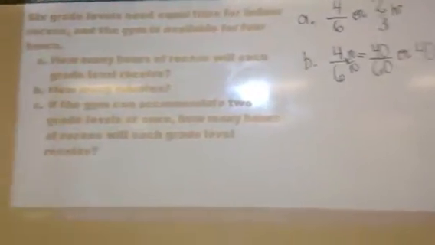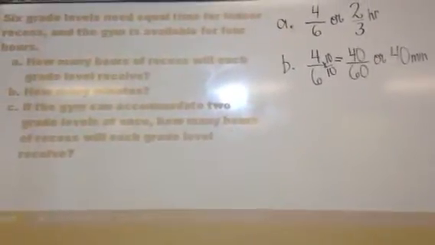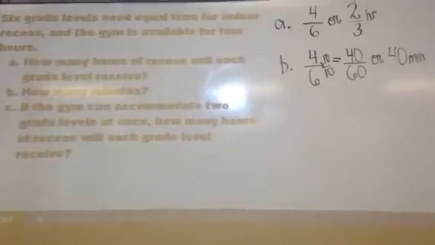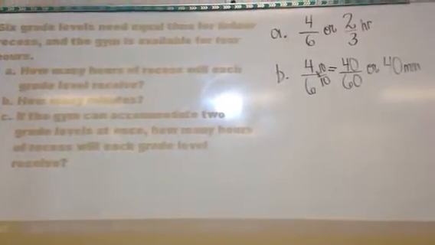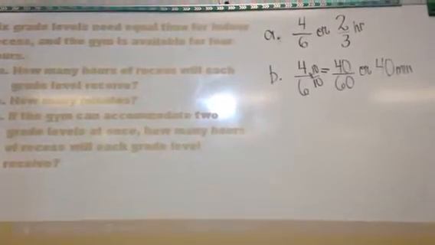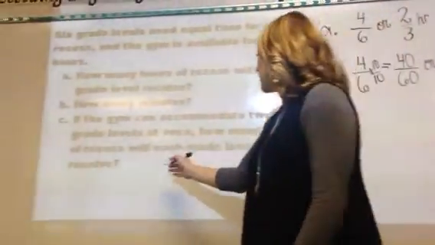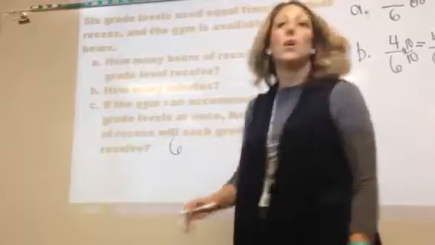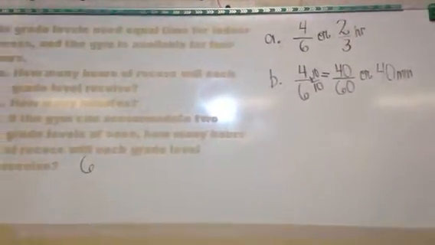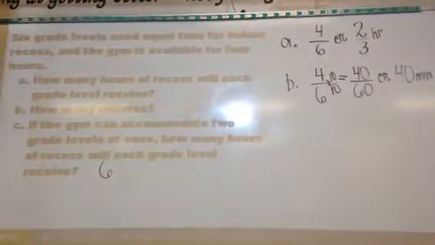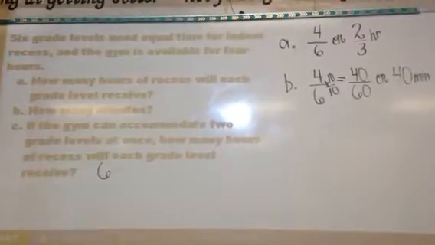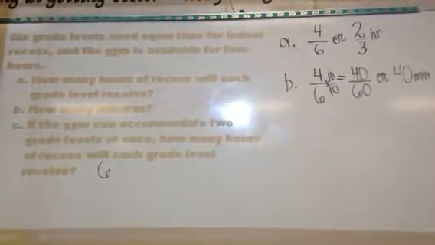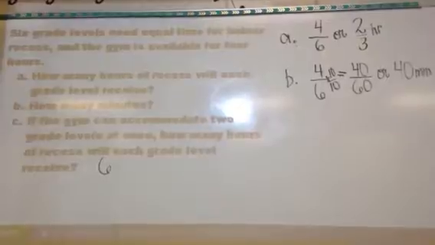Okay, in part C, the question changes up a little bit. If the gym can accommodate 2 grade levels at once, how many hours of recess will each grade level receive? We said that there were 6 grade levels. What operation could we do? I'm not going to put that there yet. What operation could we do to show how many people are in the gym over the course, or how many different intervals we need? David?